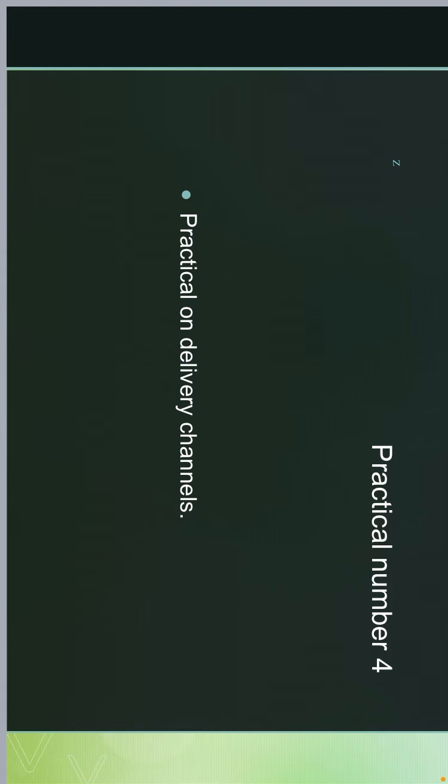Along with that, the 4th unit also has the concept of e-security, security threats, and the control measures to be taken for e-security. But for practical number 4, you need not write e-security concepts. We will be only discussing the delivery channels for our practical number 4.